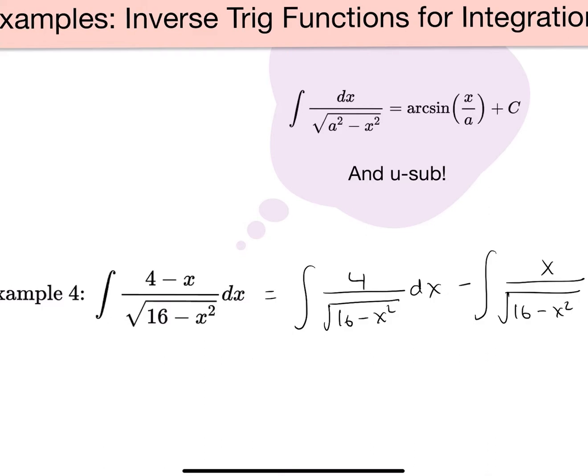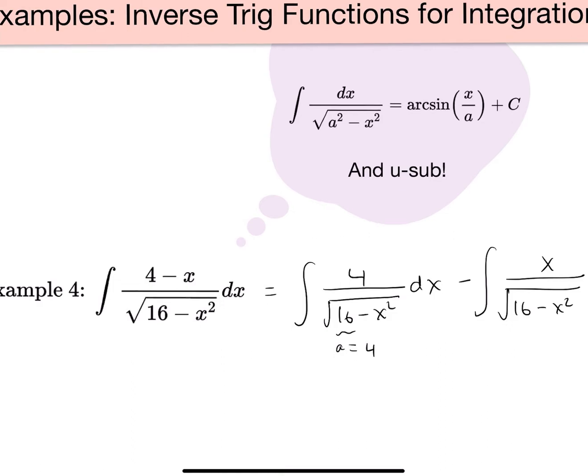The approach for the first integral is it's essentially an arc sine where a is equal to 4. And then the approach for the second integral is u-sub, where we're going to set u equal to 16 minus x squared. So let's see what we get for each of these integrals once we use those strategies.